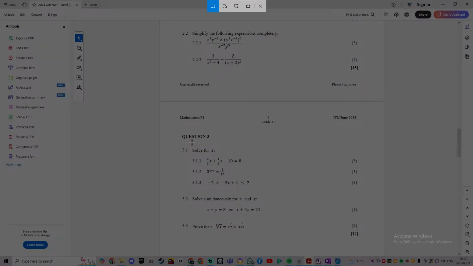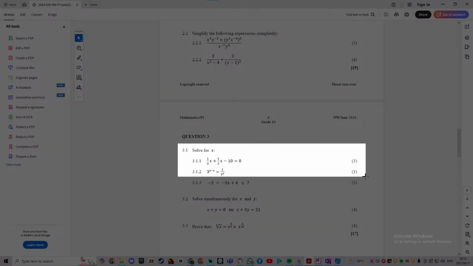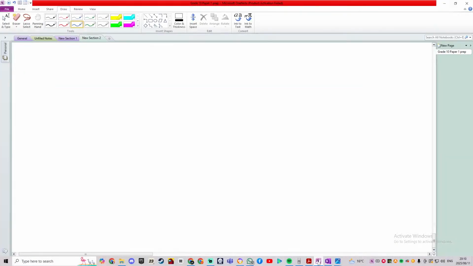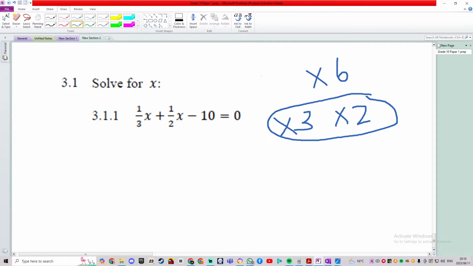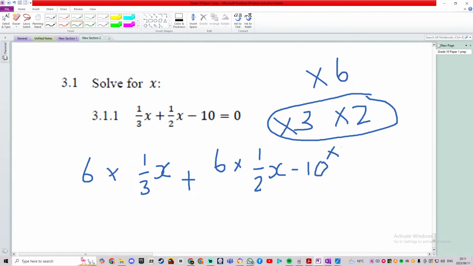Equations, easy stuff. Okay, solve for x. We have 1 over 3x plus 1 over 2x minus 10 equals 0. Again, we want to get rid of the fractions, so we're going to multiply everything by 3 and 2. So in other words, we can multiply everything by 6. So we're going to say 6 multiplied by 1 over 3x plus 6 multiplied by 1 over 2x minus 10 multiplied by 6. You must multiply every term by 6 equals 0. Also multiplied by 6, but it won't make a difference there by the 0.